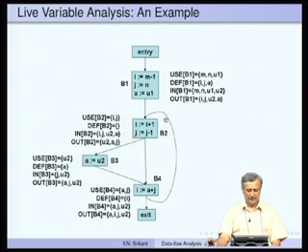So, for example, suppose we want to answer the question at this point, is I live at this point. I is immediately assigned a value here, so I is not live at this point. Whereas, if you take the question is u1 live, definitely u1 is not assigned any value, but u1 is used here along this path. So, is u2 live at this point? Definitely, because I can take this path to u2 and there is a usage of it.